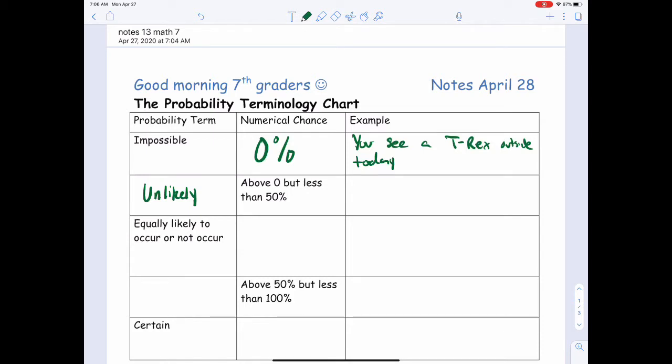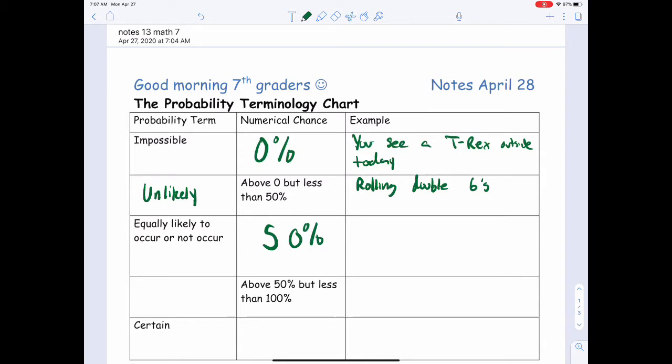So that would be like rolling double sixes. It could happen. You could roll double sixes on 2 dice, but it's probably not going to. Somewhere between 0 and 50%. Equally likely to occur or not occur. That's exactly 50%. You either could or could not, and it's the same chance happening either way.